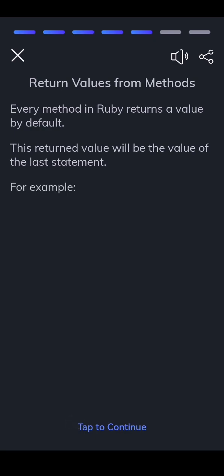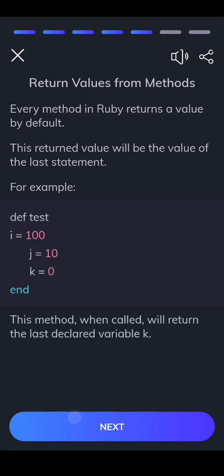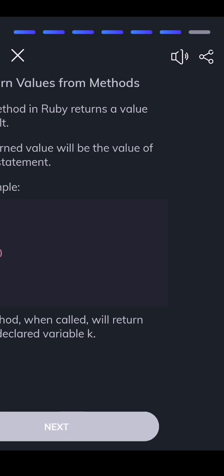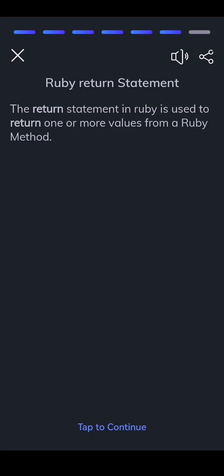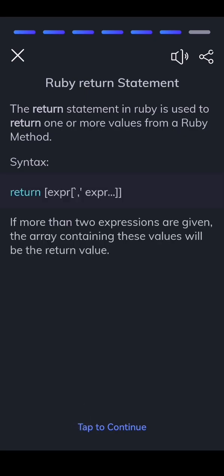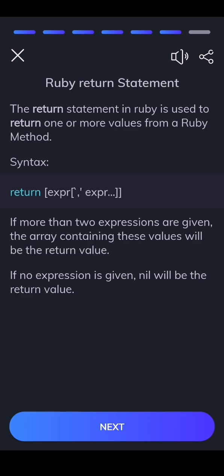For example, this method, when called, will return the last declared variable k. The return statement in Ruby is used to return one or more values from a Ruby method. Syntax. If more than 2 expressions are given, the array containing these values will be the return value. If no expression is given, nil will be the return value.